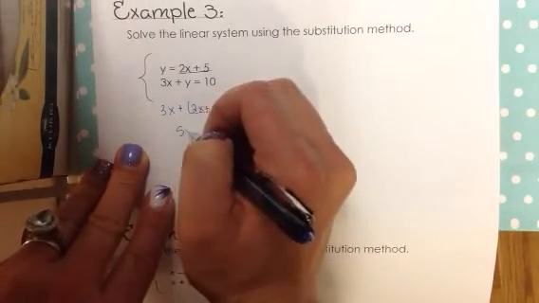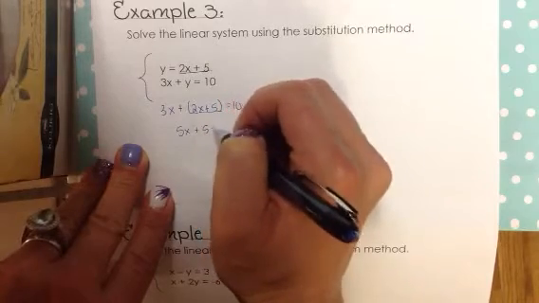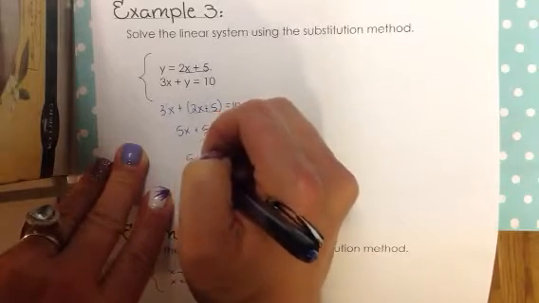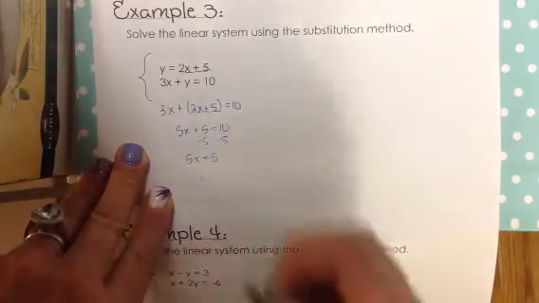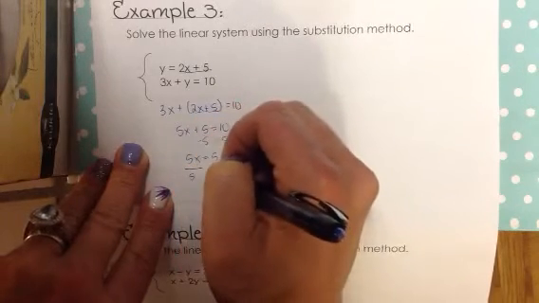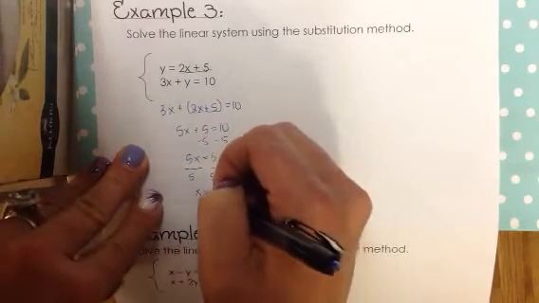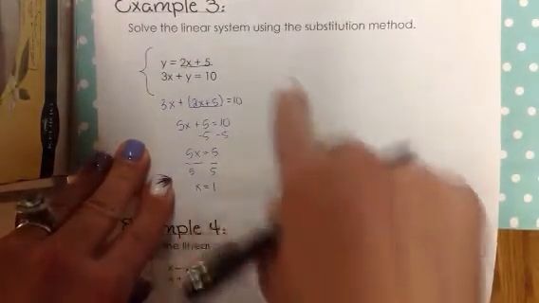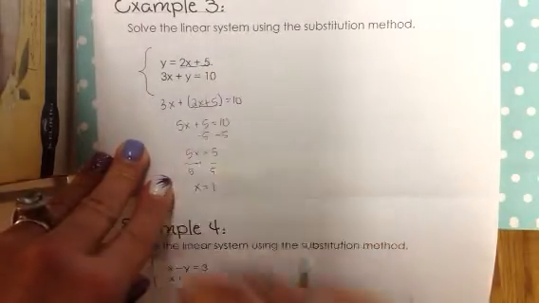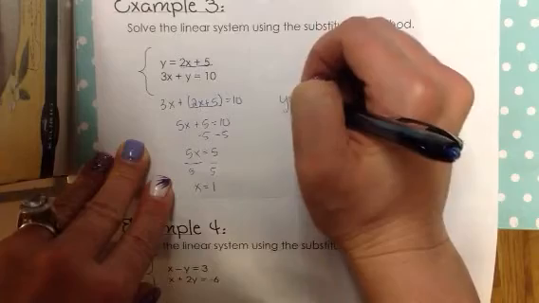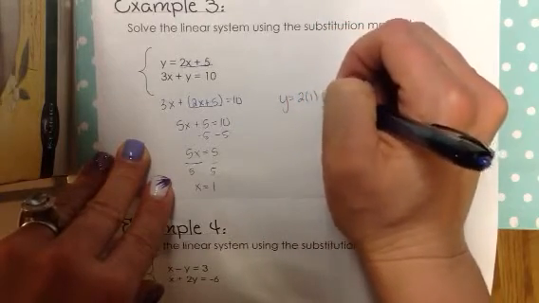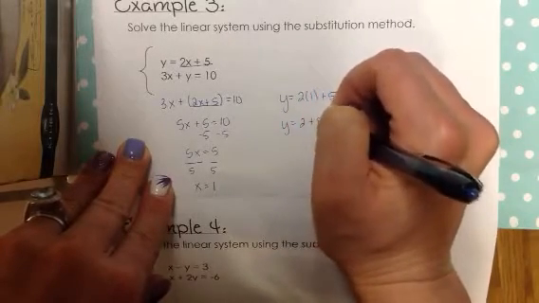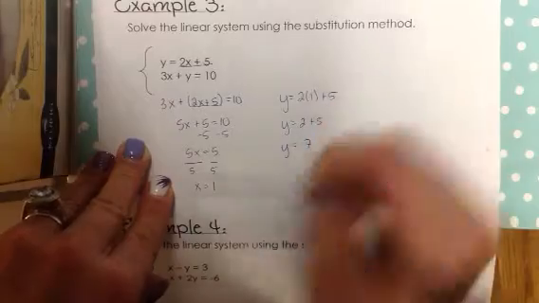3x plus 2x is 5x plus 5 equals 10. I'm going to subtract 5 from both sides. 5x equals 5, and then I'm going to divide both sides by 5, and I get x equals 1. I then take this and plug it back into the first equation, the original equation that I used to solve for y. So I get y equals 2 times 1 plus 5. y equals 2 plus 5. I get y equals 7.